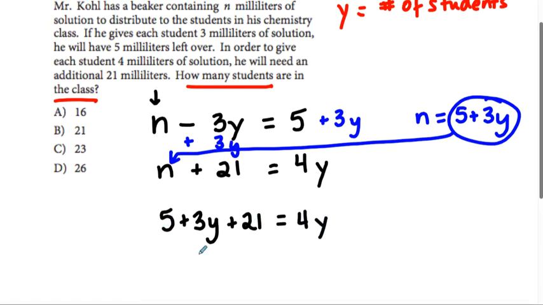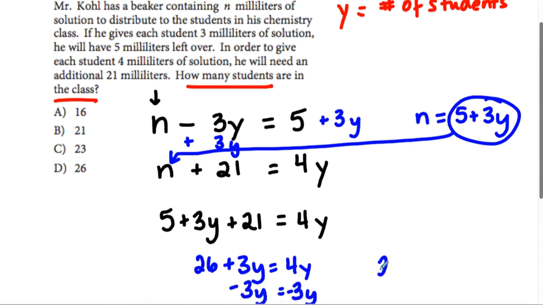So 5 and 21 gave me 26 plus 3y equaled 4y. And I subtracted 3y. And that gave me 26 equals y. And y was the number of students. That was what I was trying to find. So my answer was 26.